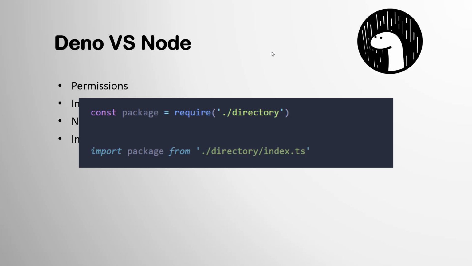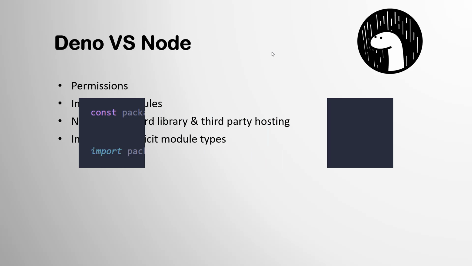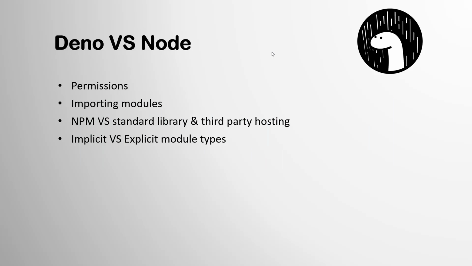But that has now changed in Deno. In Deno, you have to specify the file extension as well. If it's .ts, .tsx or .js, whatever it is, you have to specify it. And you also have to specify the index file. You cannot omit it. So yeah, of course, the theory behind this logic, you can say, is to avoid ambiguity.